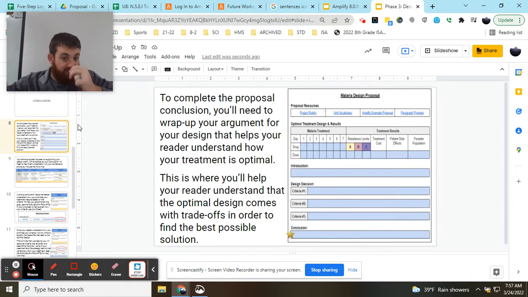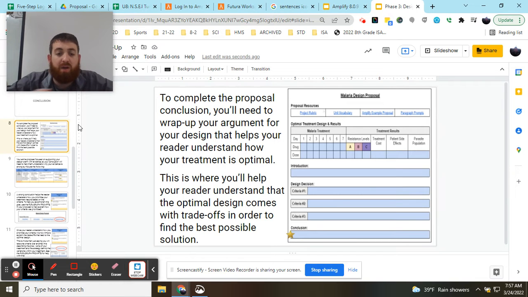The conclusion itself, you'll be writing up your argument for your design that helps your reader understand how your treatment is optimal. And that's the big idea. Everything up to now was about introducing your treatment, about the evidence behind why your treatment is successful and why you were able to find certain criteria or minimize certain criteria more than the others. Now we're focusing on what makes it optimal. And this is the big key idea here.